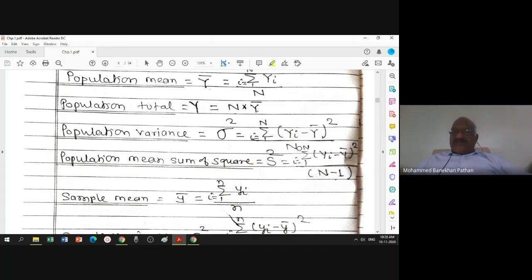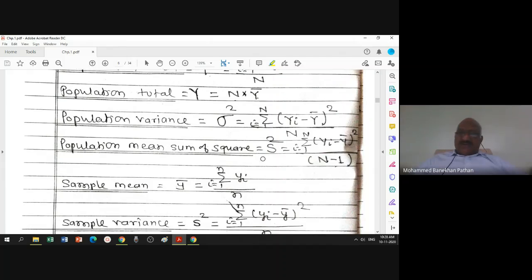Instead of writing capital N, I write n minus 1. So if the denominator is replaced by n minus 1, it is not a variance; it is labeled as mean sum of square and denoted by capital S square. These are the population quantities.